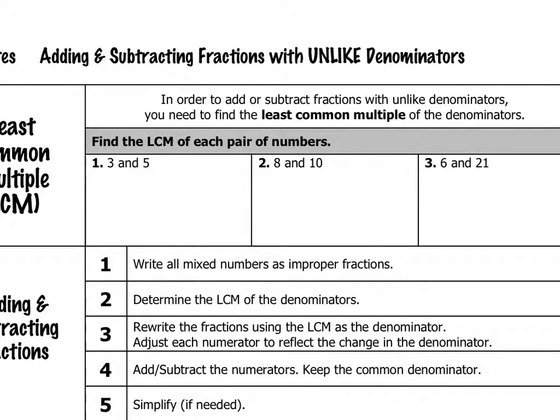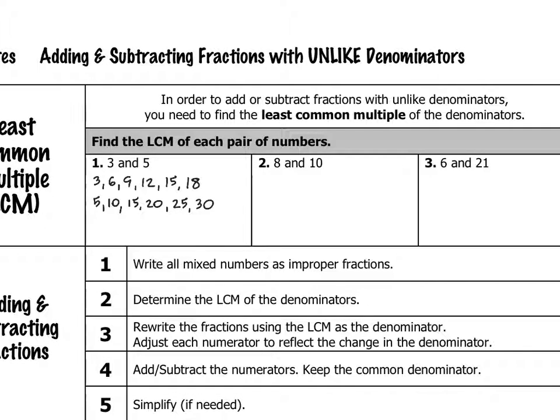Number one, we're going to find the LCM of 3 and 5. The LCM is the smallest number in both lists of multiples for those numbers. And so the multiples of 3 are 3, 6, 9, 12, 15, 18, etc. And for 5, it's 5, 10, 15, 20, 25, 30, etc.